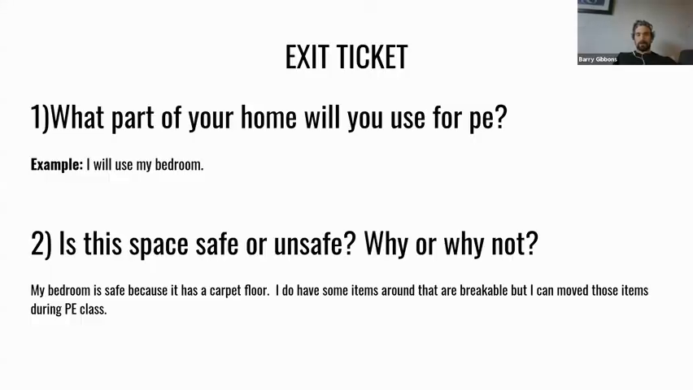After we went through that, students had to take an exit ticket, and they basically self-assessed where their safe space at their home is and why it is safe or unsafe. For example, the first question, which part of your home will you use for PE? My example was I will use my bedroom. Second part, is it a safe space or unsafe? Why or why not? I said my bedroom is safe because it has carpet floor. I do have some items that are breakable, but I can move these for PE.